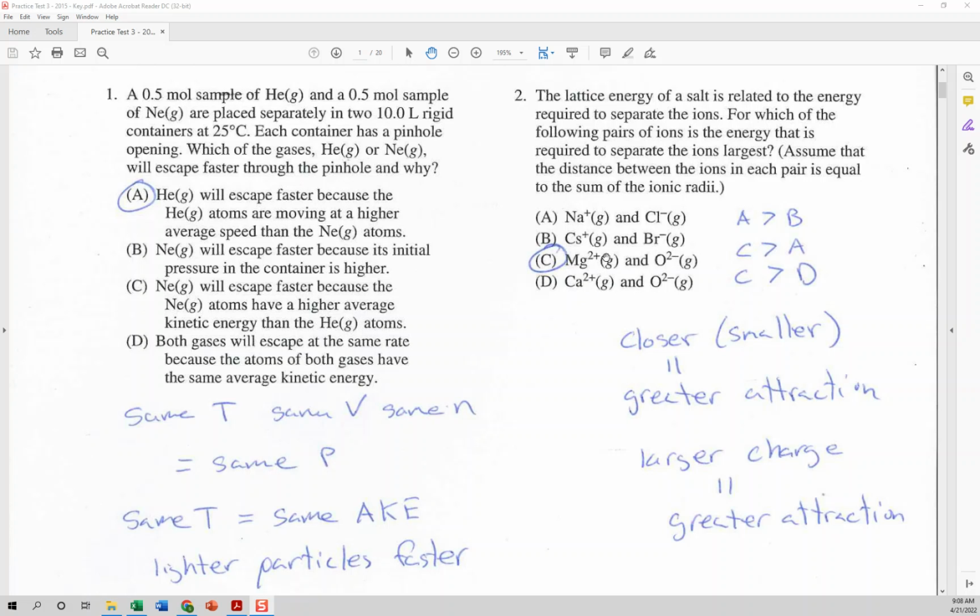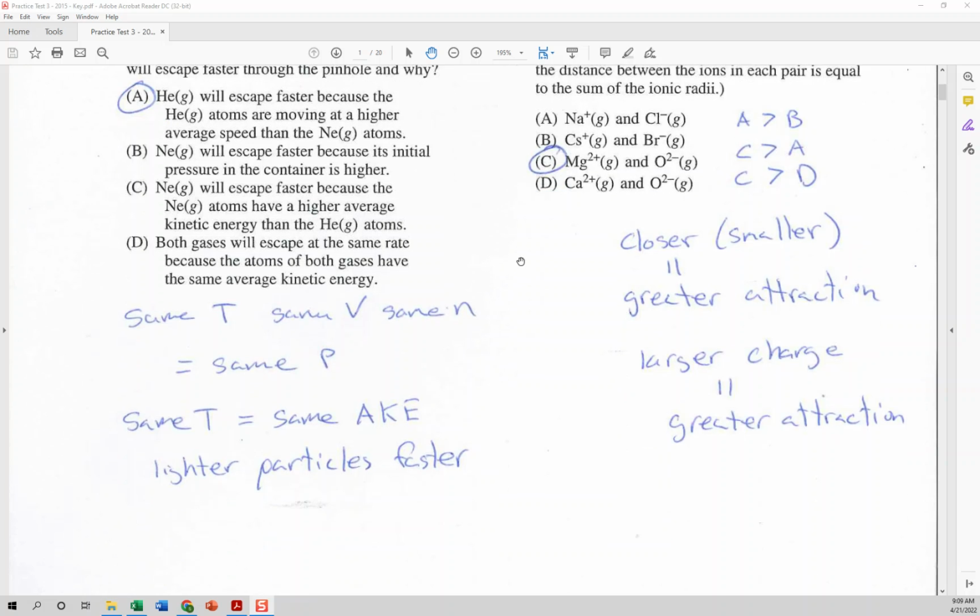And then if we compare C and A, A is the strongest between the positive 1, negative 1 ions. C is the strongest between the positive 2 and negative 2. Now, which one's going to be stronger? It's probably going to be C because positive 2 versus positive 1 and negative 2 versus negative 1, but also magnesium ion is slightly smaller than sodium and oxide is smaller than chloride, so this is going to be very much stronger than any of them here, so C.